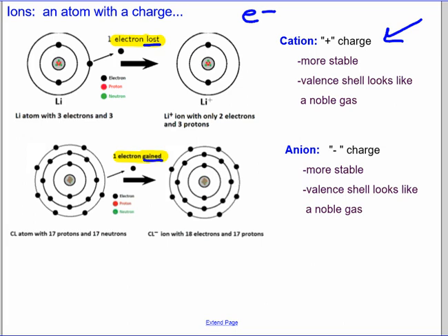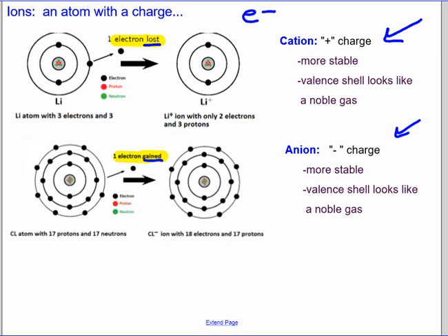When electrons are gained, atoms become negatively charged. We call these anions. Cations have positive charge, anions have negative charge. In both cases, this happens so that the atom becomes more stable. Atoms gain or lose electrons so that the outermost shell appears to be full.